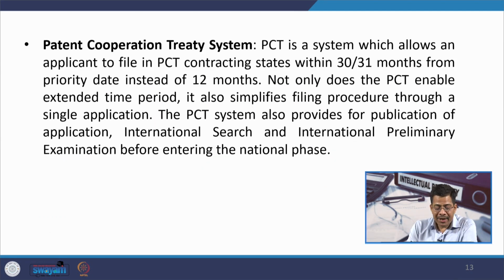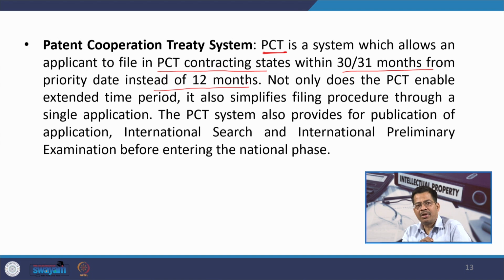The other is the Patent Cooperation Treaty, which is very popularly known as PCT. Now, PCT is a system which allows an applicant to file in PCT contracting states within 30-31 months from the priority date instead of 12 months. Now, you get a significant advantage. You have enough time, around 2.5 times more time for filing your application in the PCT contracting states, and currently this number is more than 150.